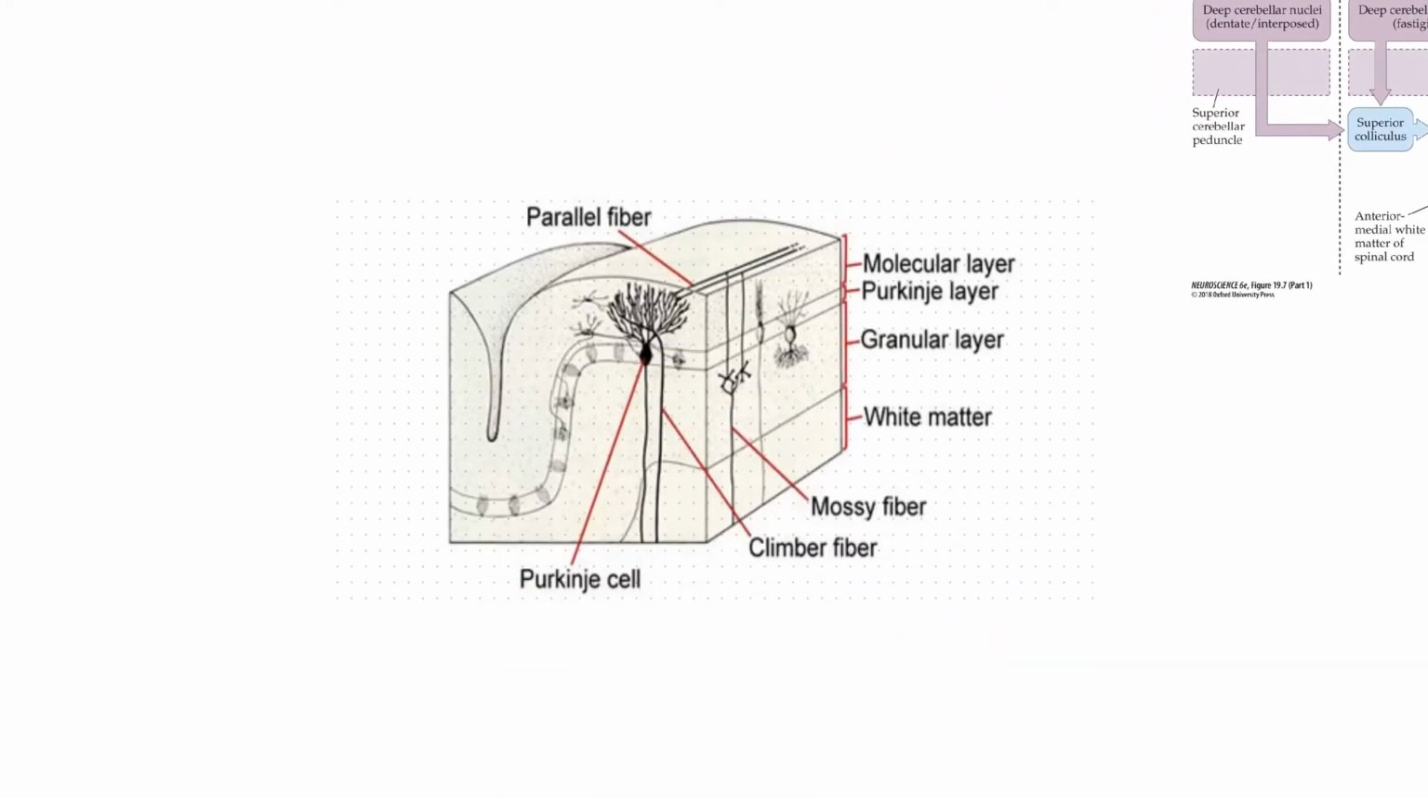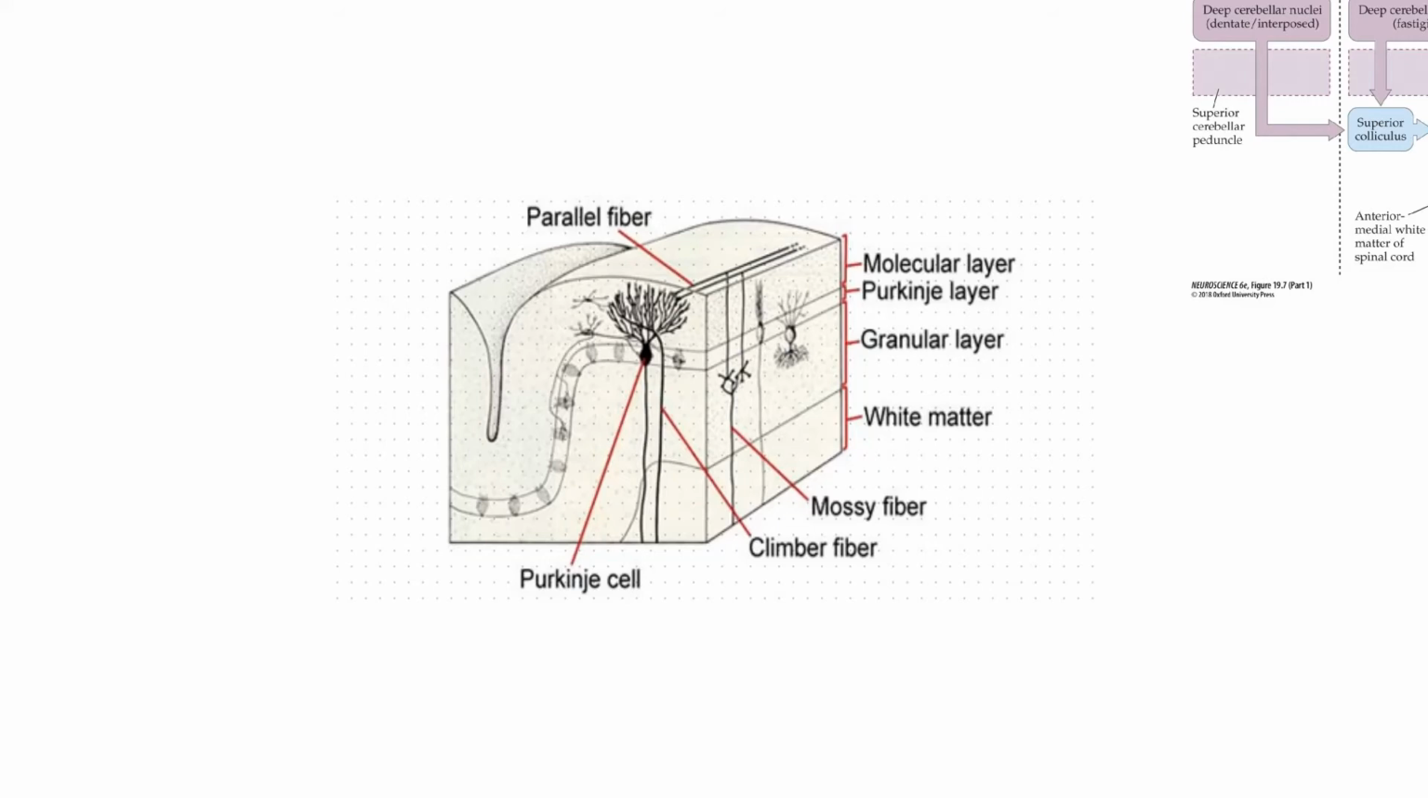In this picture, we can see the microscopic makeup of the cerebellum. The main neuron is the Purkinje cell, the cell with the arborization of its dendrites. The dendrites of the Purkinje cell make up the molecular layer of the cerebellum, while the Purkinje soma makes up the Purkinje layer of the cerebellum.